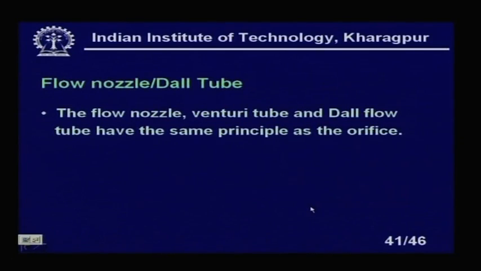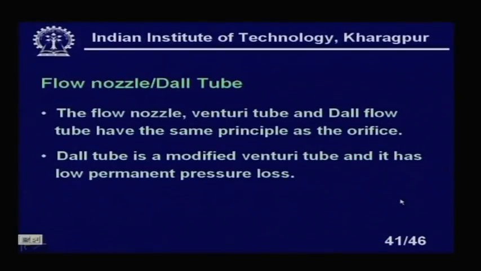There are some relative advantages and disadvantages of these. Let us first discuss and compare the flow nozzle and dall tube, then we will discuss the venturi in detail. The flow nozzle, venturi tube, and dall flow tube have the same principle as the orifice. No difference: there is a differential pressure, we measure it, and we calibrate it in terms of the volumetric flow rate. It is exactly the same as the orifice meter.